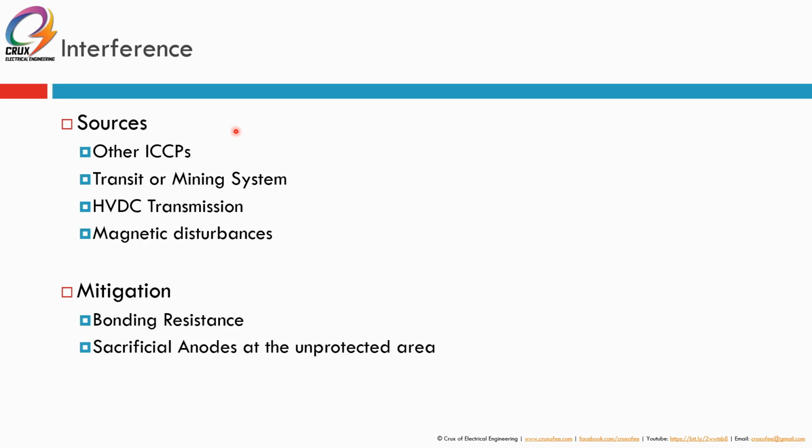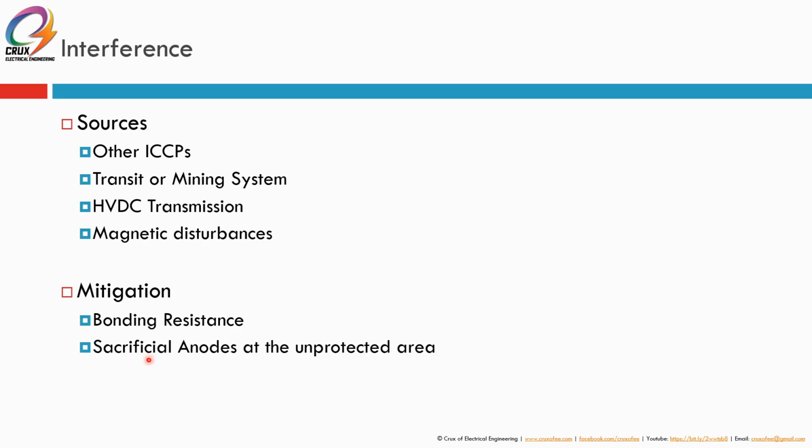So other sources can be transit or mining system, HVDC transmission because of the DC, and also magnetic disturbances. This is the natural magnetic disturbances in the environment, normally during lightning or due to the charges within the earth itself. So the easiest mitigation is bonding resistance. This one is normally used to mitigate the problems when we have too many ICCPs near to each other.